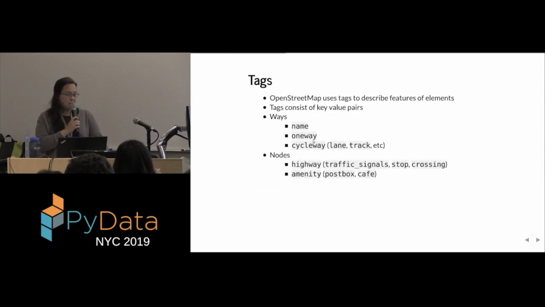So I mentioned tags before. This is how OpenStreetMap describes features of elements. They're key value pairs. Any element can have a tag, so a way might have a tag like a name, which can be the road name, whether or not the road is one way, if it's a cycle track, if it has a cycle facility, and if it's a lane or a track. And then nodes can have tags as well. The highway tag can correspond to stuff like traffic signals, stop signs, and crossings, which is stuff we care a lot about. And you can have an amenity tag that corresponds to a post box or a cafe. This is by no means an exhaustive list of tags.